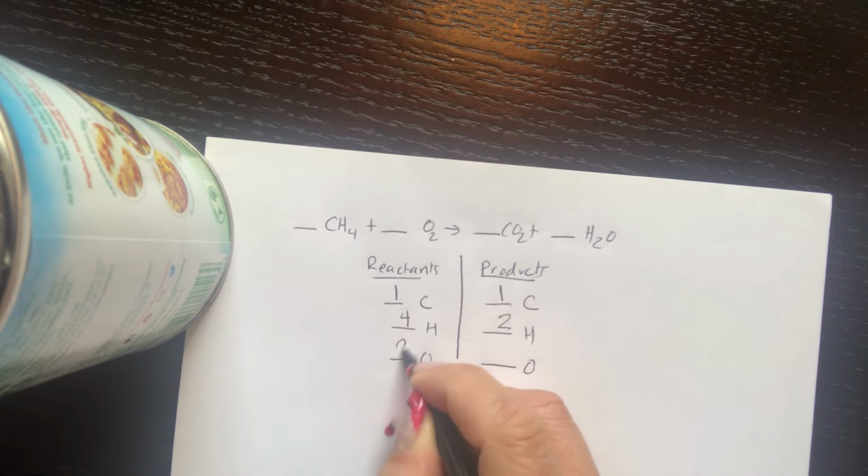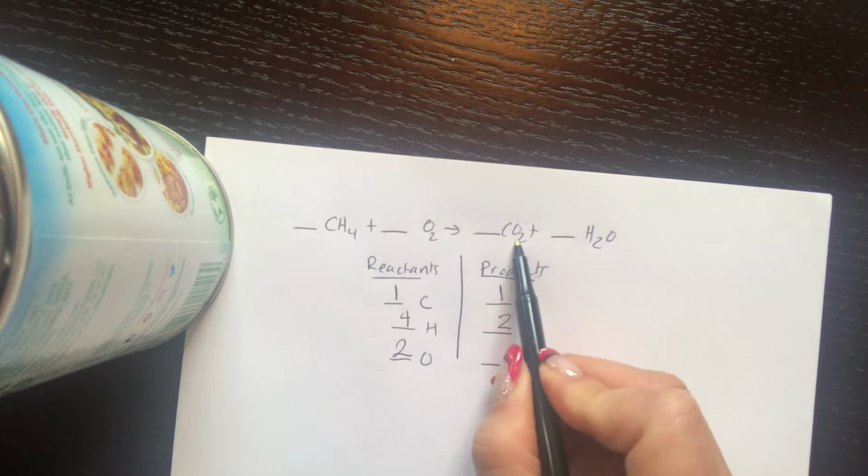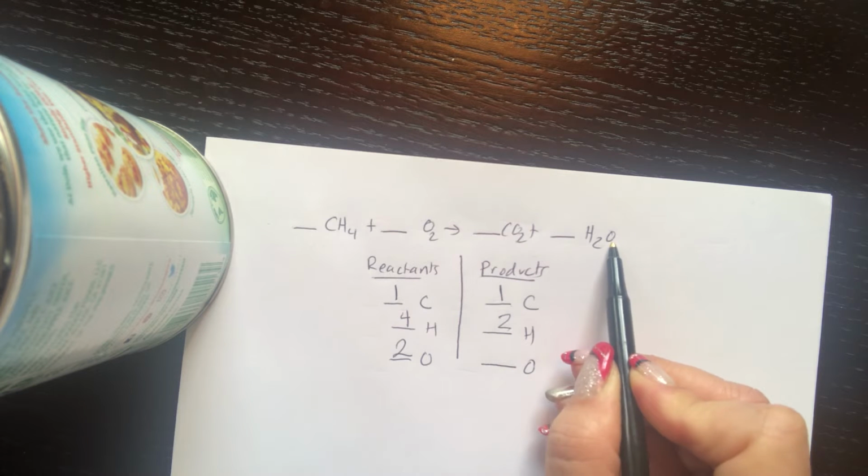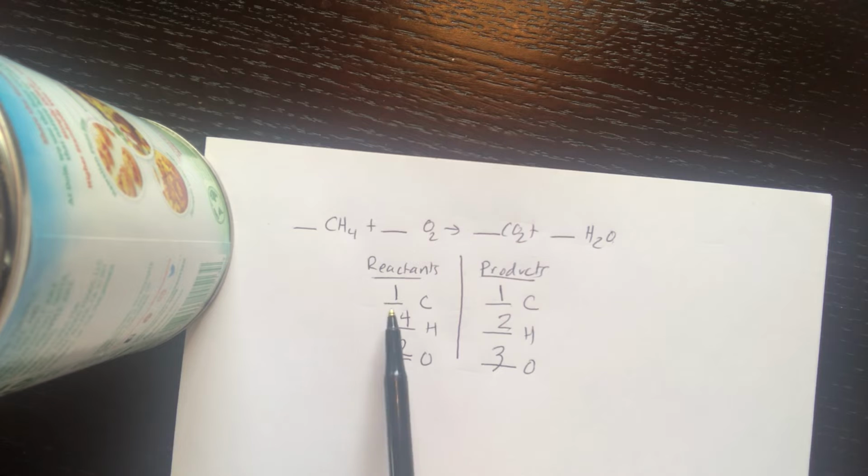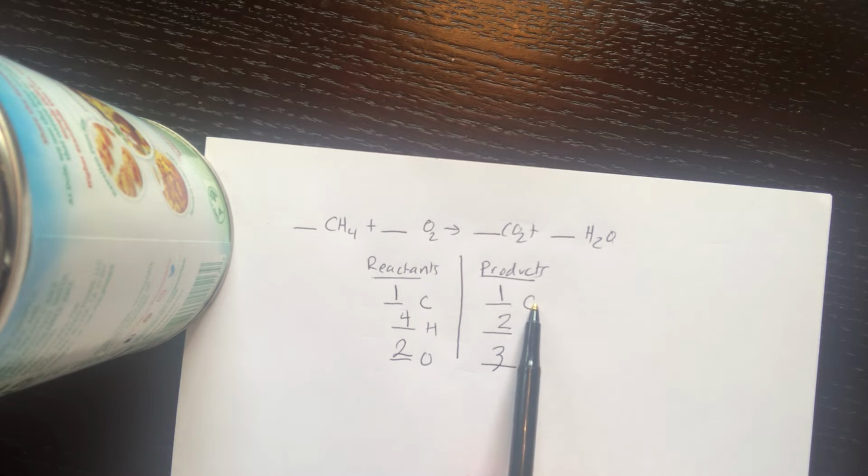In the reactants, I have 2 O atoms. In the products, I have 2. And I'm not going to forget this one over here, which makes 3. Okay, so I see that carbons are balanced, hydrogens are not, and neither are oxygens.